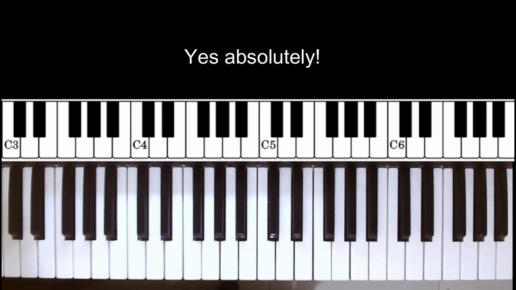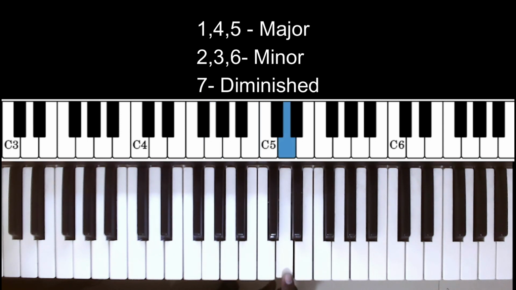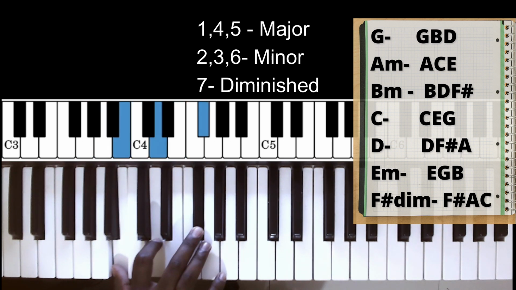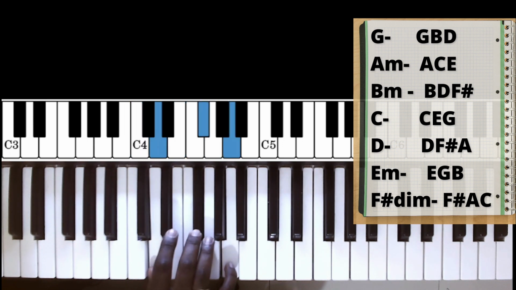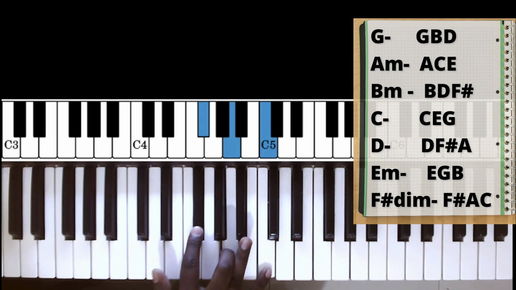Yes, absolutely. Now we can try this on probably the G scale. Remember, this is a G scale. Remember, the chords made out of the 1st note, 4th note, 5th note are major. The chords made out of 2, 3, and 6 are minor, and the 7th is diminished. So let's start building it. G major, A minor, B minor, C major, D major, E minor, F sharp diminished, and G.